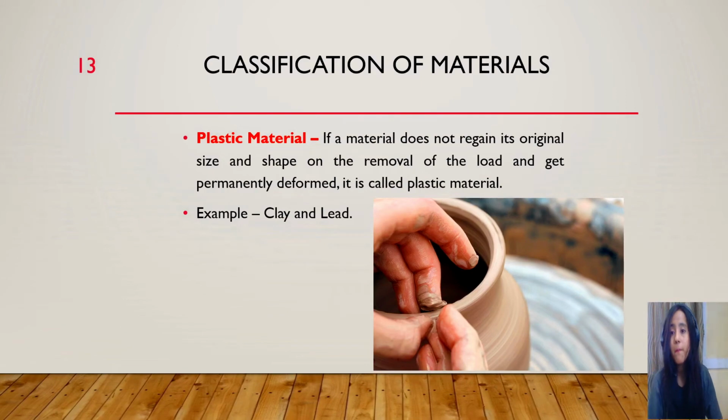Next we have plastic material. In plastic material, when we apply a force and remove that force, it will not recover back to its original shape and size, but instead it will go into permanent deformation. Such kind of material is known as plastic material, and good examples of this kind of material are clay and lead.